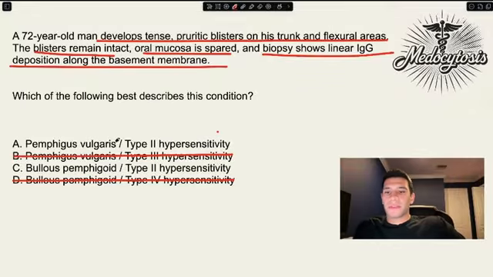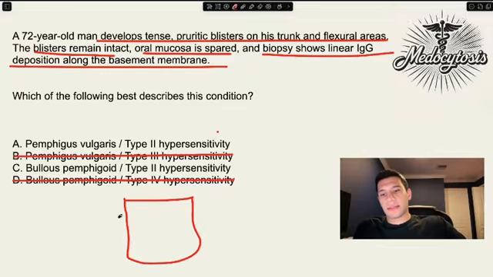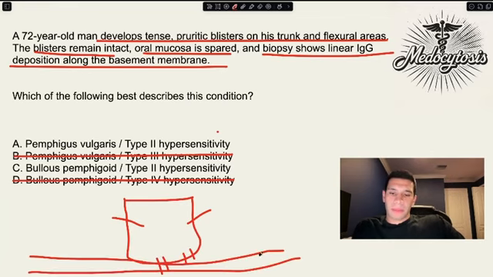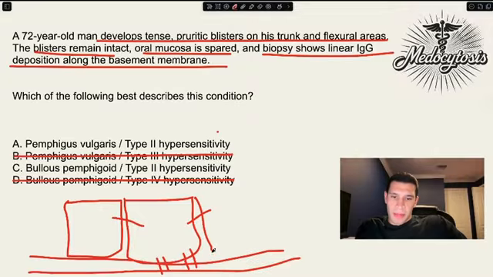Now, the difference between Pemphigus vulgaris and Bullous pemphigoid. So imagine this is a skin cell in your epidermis. It has arms and legs. Okay. And this is the basement membrane. So just think about the arms as the desmosomes so the cells can stick to each other. And think about the legs as the hemidesmosomes. So this is to anchor the cell to the basement membrane, which is the membrane between the dermis and the epidermis. So that's the problem here.